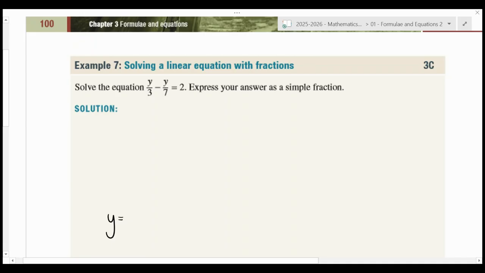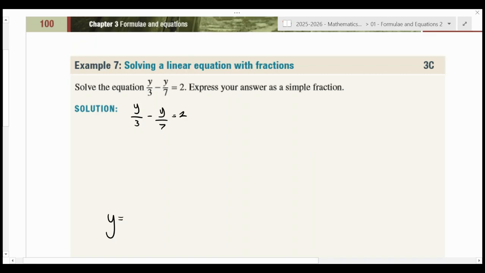I'm going to do it in black with the inverse operations and the steps that we take in red, so you can see. All right, so we've got y over 3 minus y over 7 equals 2. With this one, we need to get rid of the fractions. Now, if I just had y over 3, that is the same as writing y divided by 3. So the way to get rid of that is we would multiply both sides by 3.